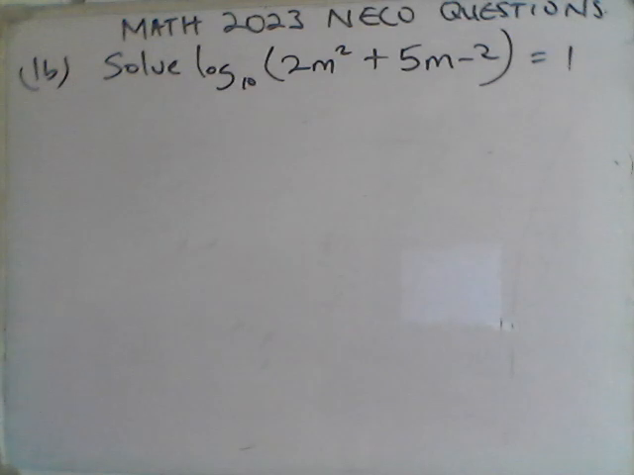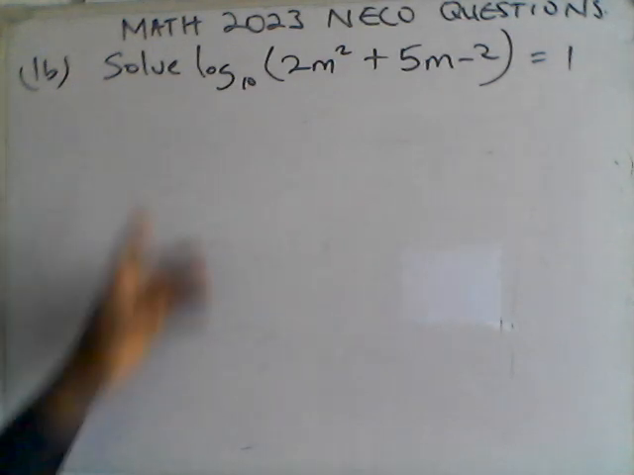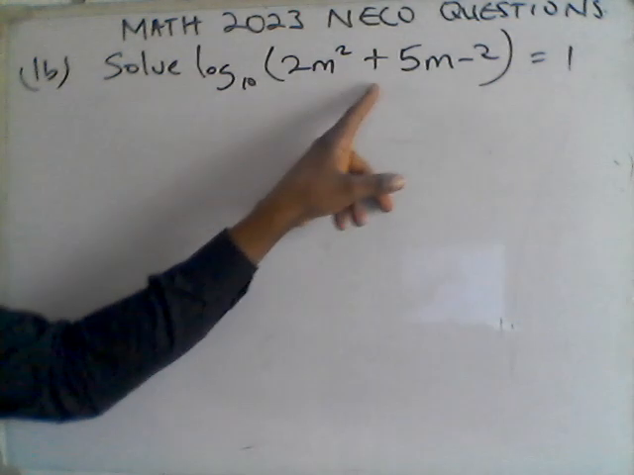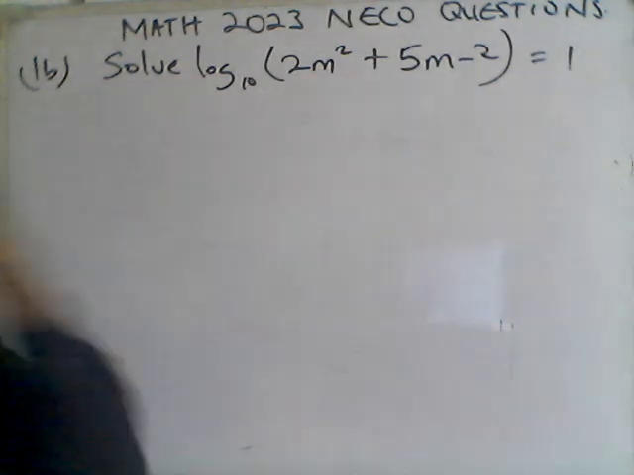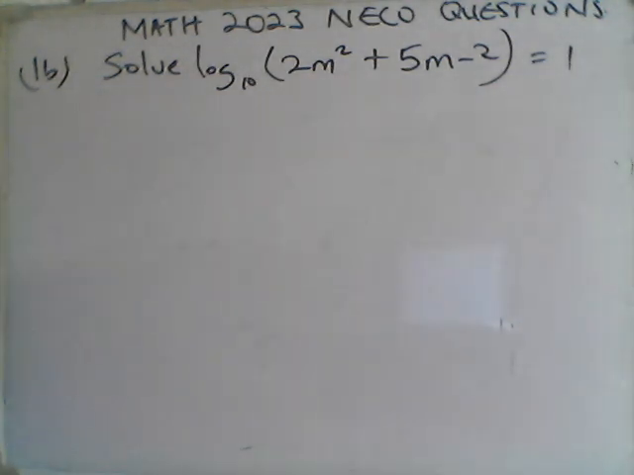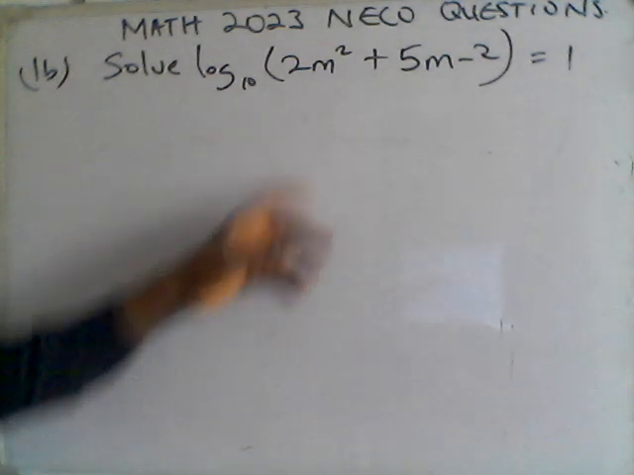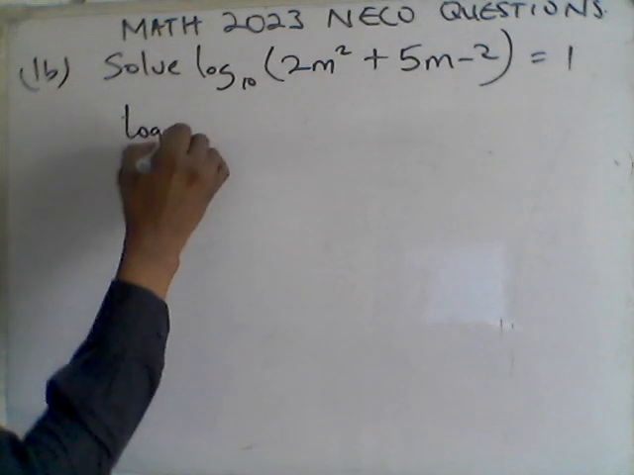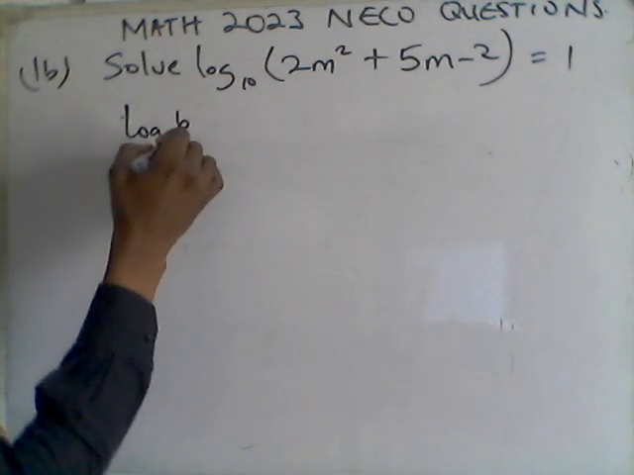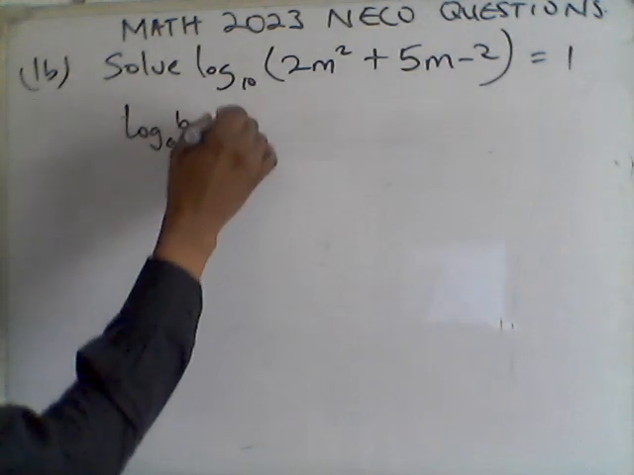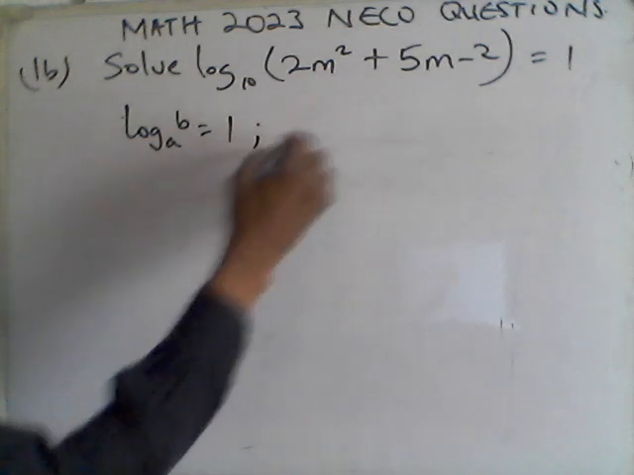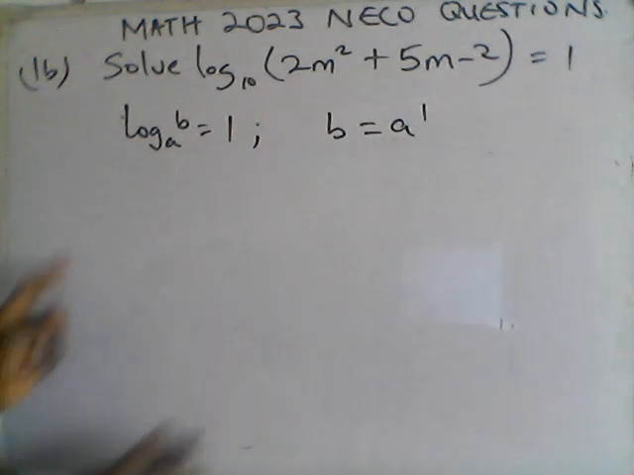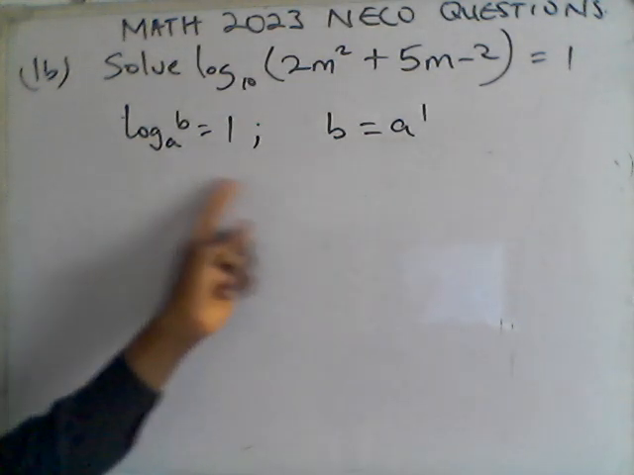Okay, so I have question 1b on the board. It says solve log to base 10 of 2m squared plus 5m minus 2 is equal to 1. So you know that we have to convert this log to exponent. Remember, if we have log b to base a is equal to 1, it is the same thing as saying b is equal to a raised to power 1. This is what we're going to be using.